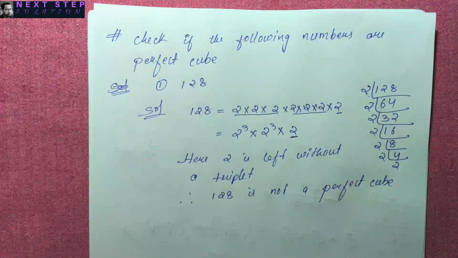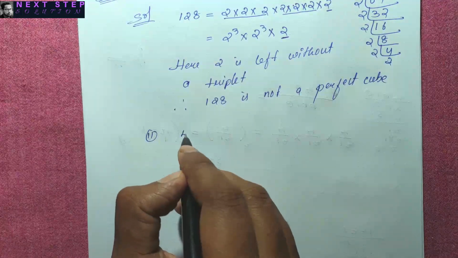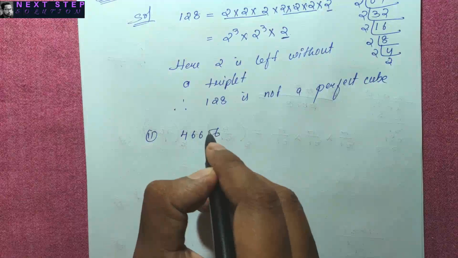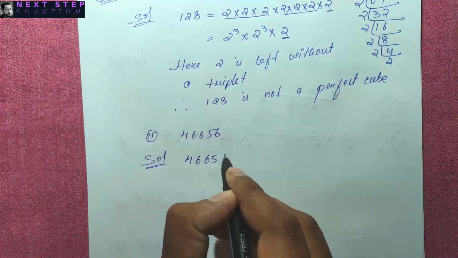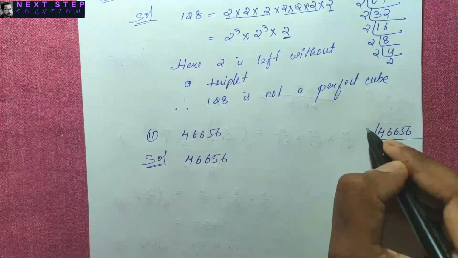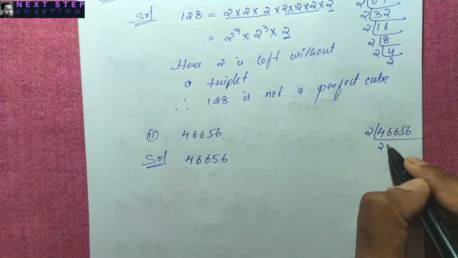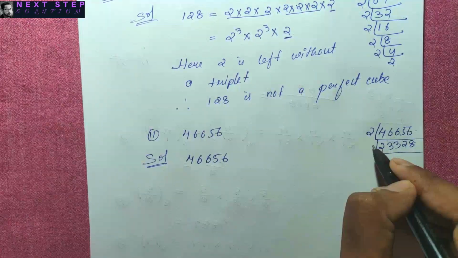Let us see one more question. Suppose the number is a bigger number. Let me take 46656. Now, in order to check whether it is a perfect cube or not, we need to factorize it. 46656 comes in the table of 2. 2 2s are 4. 2 3s are 6. 2 8s are 16.